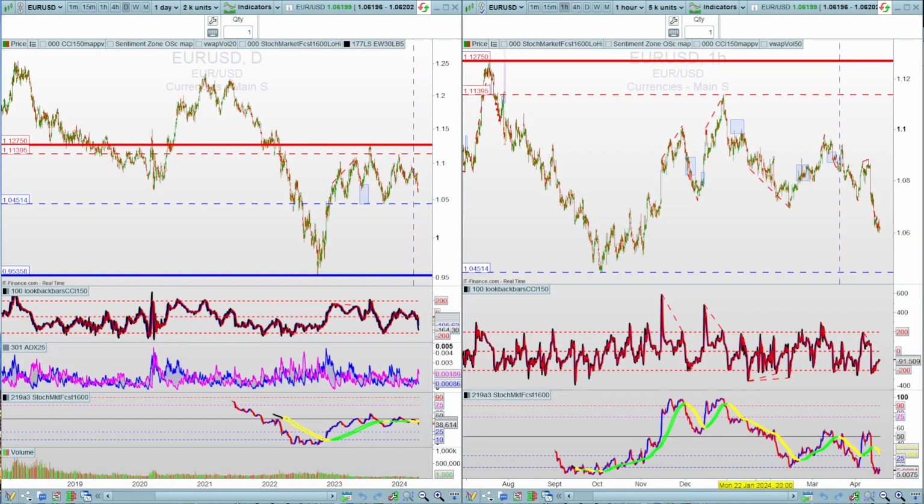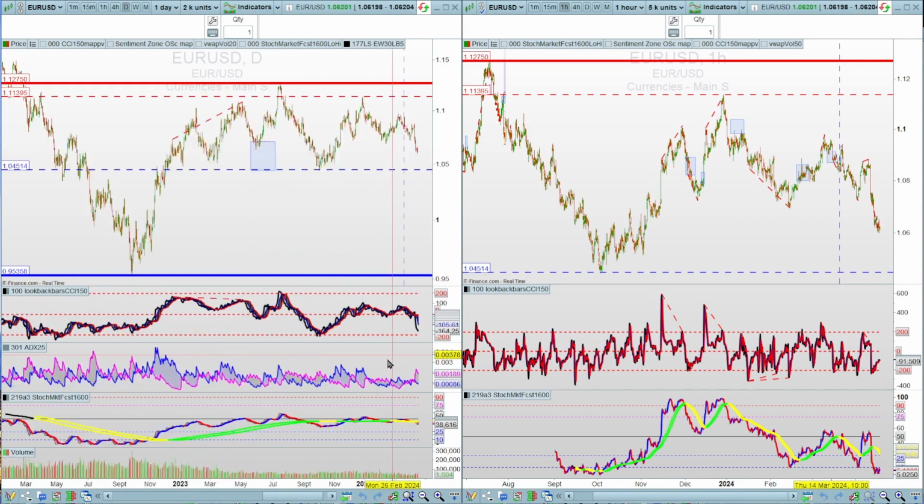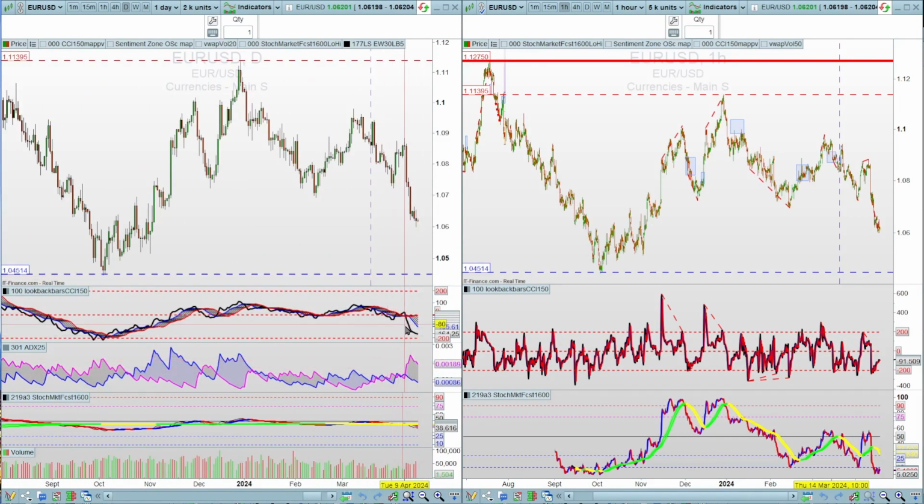Now, jumping to the daily and hourly charts in more detail, again zooming out, you can see the stochastic market forecast is below the 50 level, so it's overall bearish as well. The ADX is giving us a bearish signal, and also the CCI 150 is below the moving average band, which is giving us a bearish signal as well.